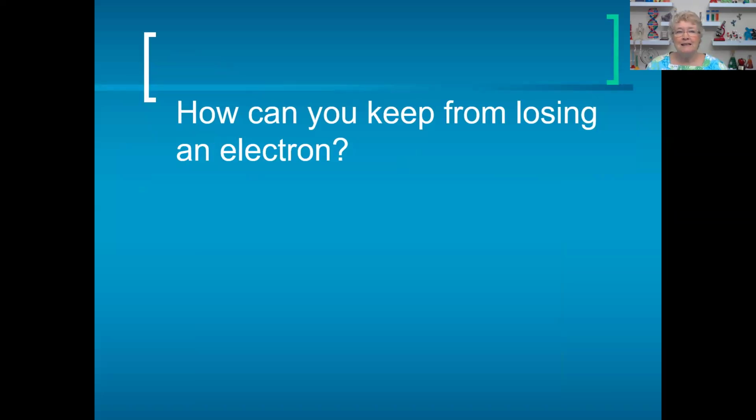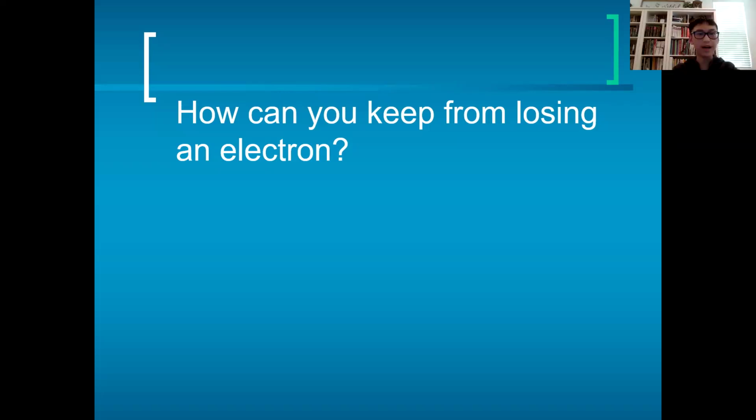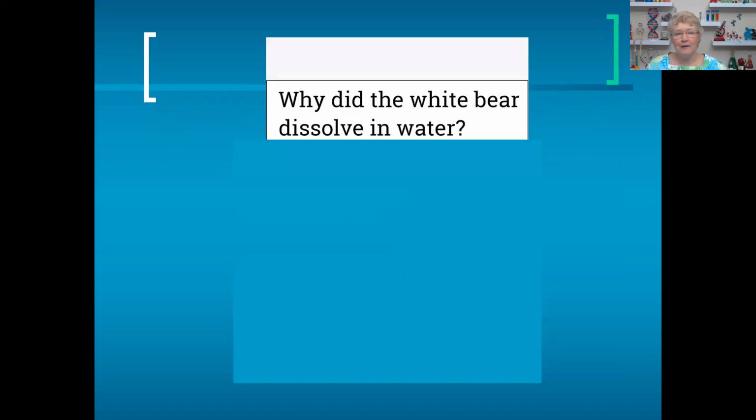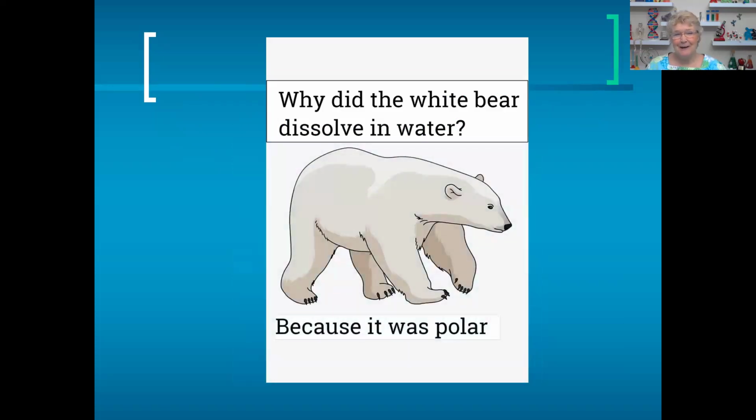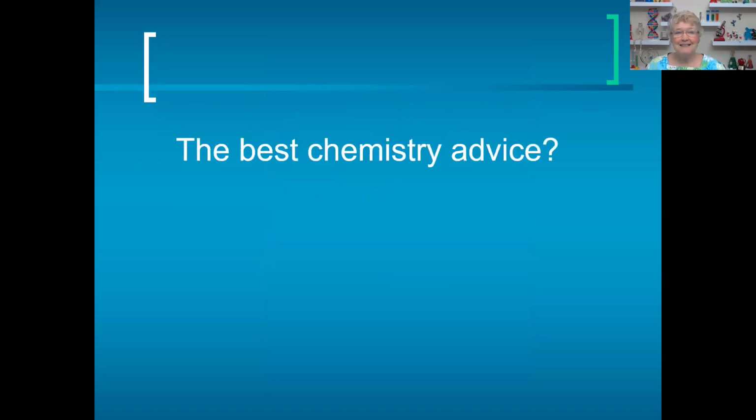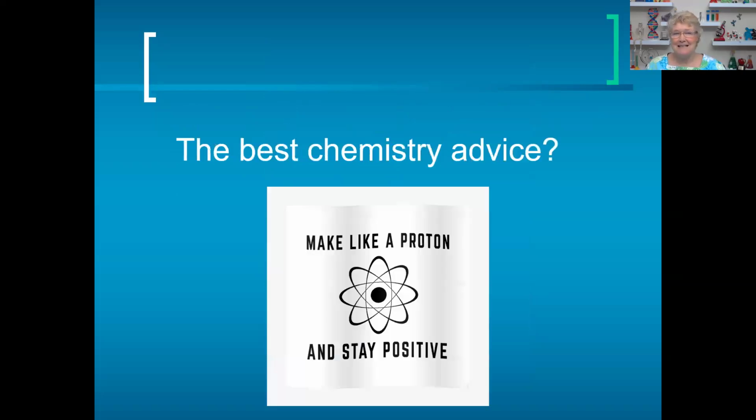All right. So a couple of jokes first. How can you keep an atom from losing an electron? Josiah: Keep everything positive. Oh, that's a good one. But what I have is: keep an eye on it. Why did the white bear dissolve in water? Because it was polar. Remember, polar things dissolve in water. What did the girl say when her friend threw sodium and chloride at her? That's a salt. And what is the best chemistry advice? Here you go, Josiah. Make like a proton and stay positive. Best advice in life, right? Make like a proton, stay positive.